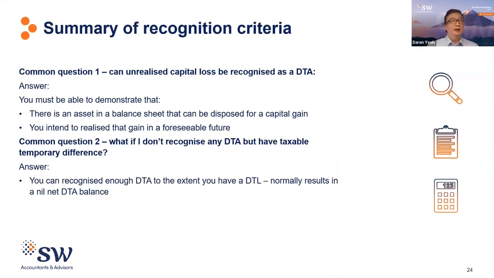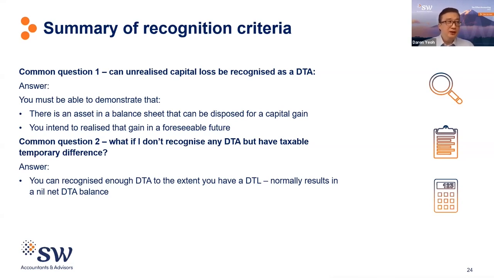So there are two common questions which we get. For example, one is that let's say you have impaired an asset on your balance sheet. Can you recognize a DTA on those unrealized capital losses? So you need to apply the same criteria as capital losses. You need to show that you have an asset that you can dispose of for a gain, and you intend to dispose of it in the foreseeable future.